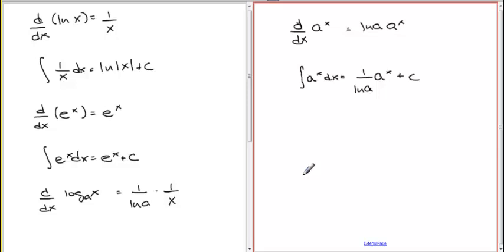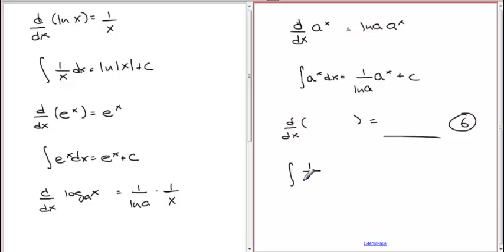And then I'm not going to write them all down, but we've got the derivative with respect to x of all the arc trig functions. There'll be 6 of those, so make sure you write all 6 equations down. Then you have the integrals.